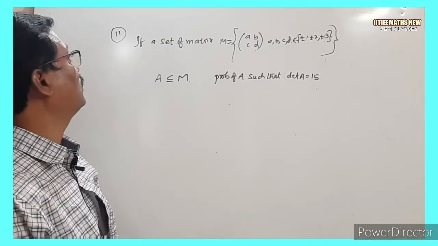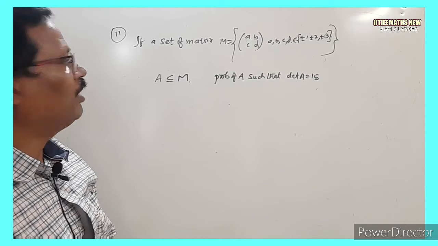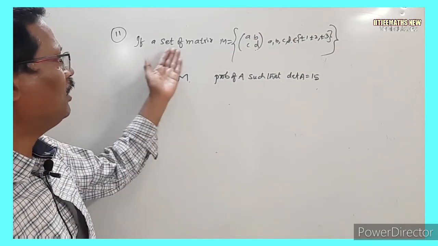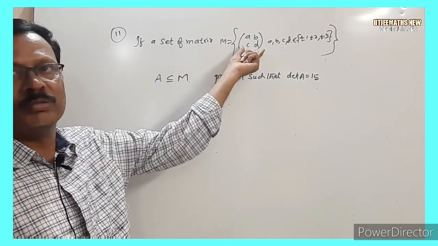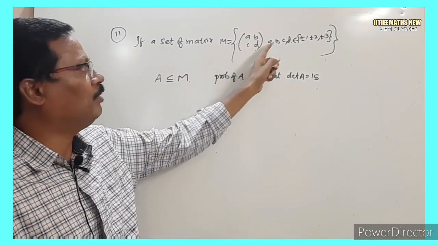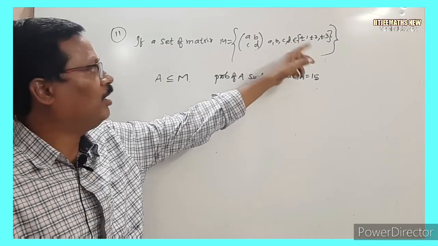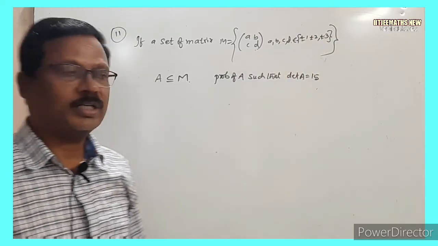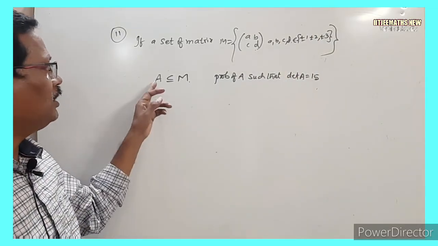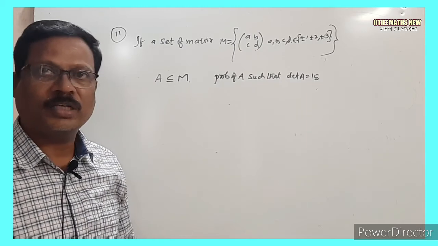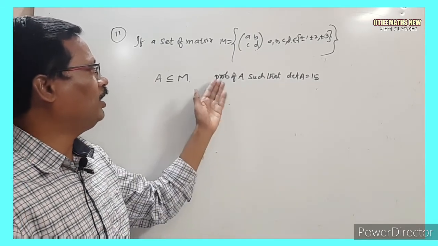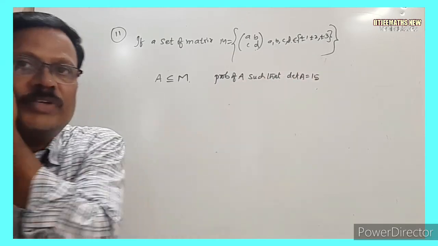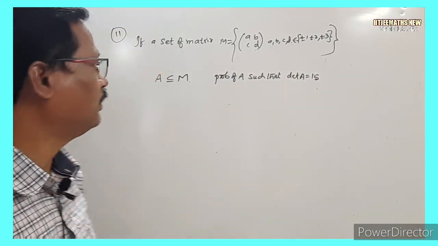Now see the next question, number 11. This belongs to probability. They gave: let the set M be 2 by 2 matrices where the elements A, B, C, D belong to the set plus or minus 1, plus or minus 2, plus or minus 3. If A is any matrix of this M, then find the probability of all such matrices where det of A is equal to 15.